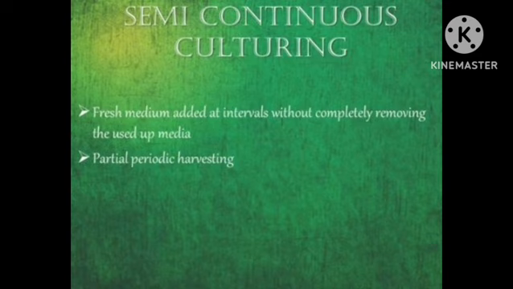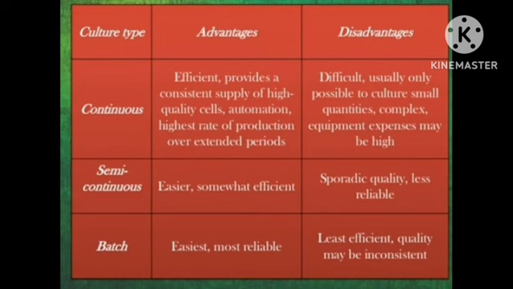And the disadvantages: quality can vary, not as consistent as continuous culture. It still needs regular labor, harvesting and adding media manually. So batch has no media additions. So batch, semi-continuous, and continuous are all very important culturing methods.